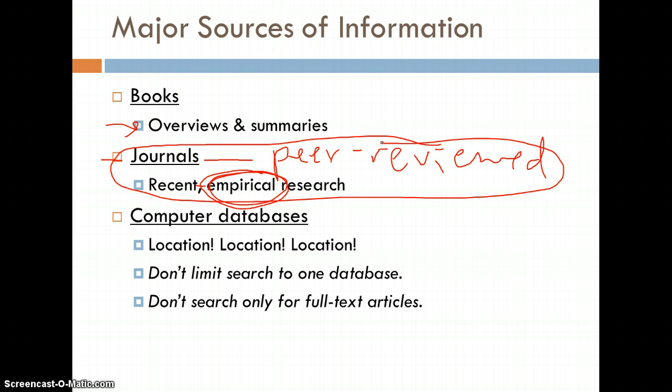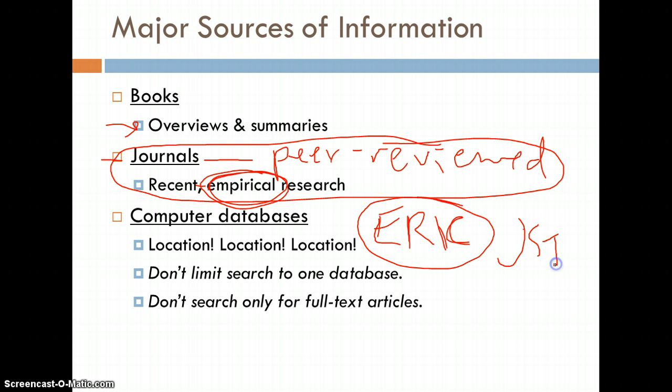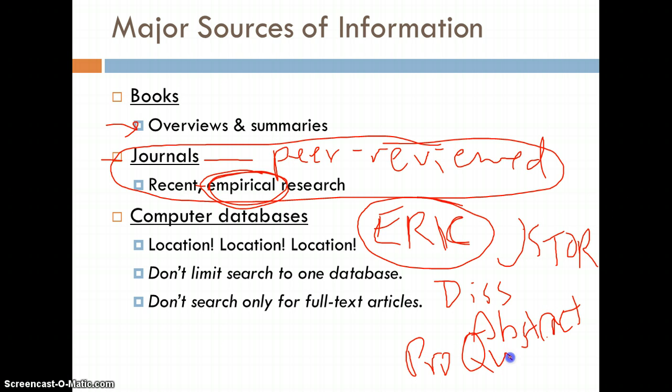Probably the most important computer database in education, broadly speaking, is ERIC. And you can use ERIC to look for all sorts of educational research. I can't remember exactly, it's Educational Research Information Clearinghouse. I think that's what that stands for. Other important databases which you might have used in the past are JSTOR. That's a really big one. And then dissertation abstracts. I think it's called ProQuest dissertations.